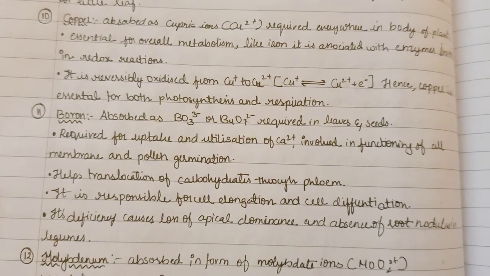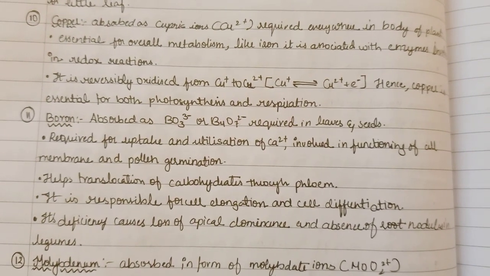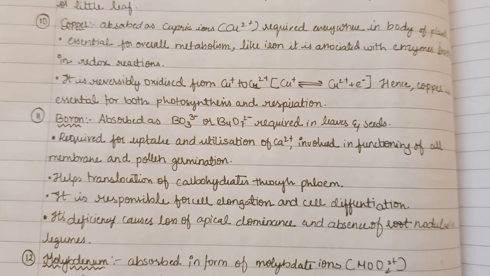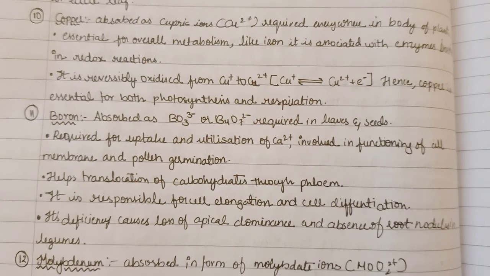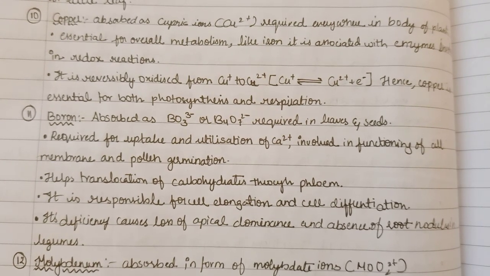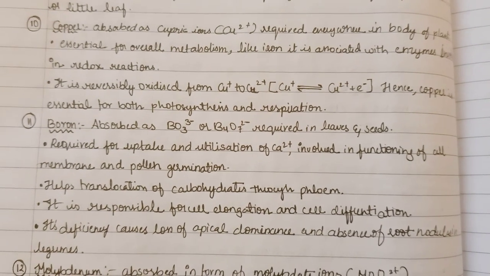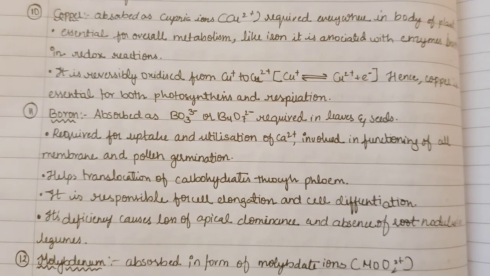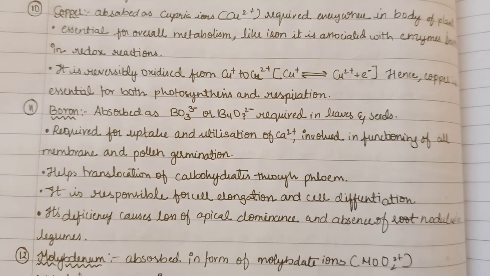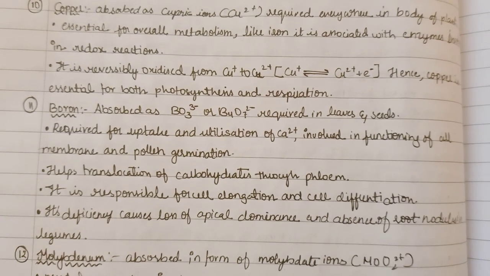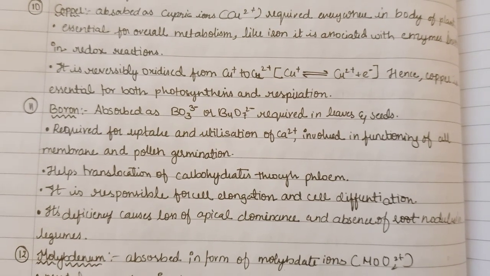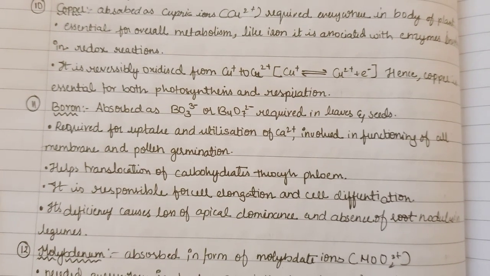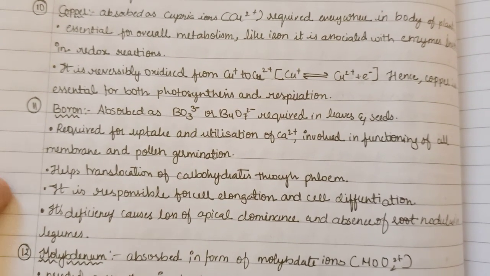Now, boron. It is absorbed as BO3 3- or B4O7 2-, required in leaves and seeds, required for uptake and utilization of Ca2+ ions, and involved in functioning of cell membrane and pollen germination. It helps in translocation of carbohydrates through phloem. It is responsible for cell elongation and cell differentiation. Its deficiency causes loss of apical dominance and absence of root nodules.